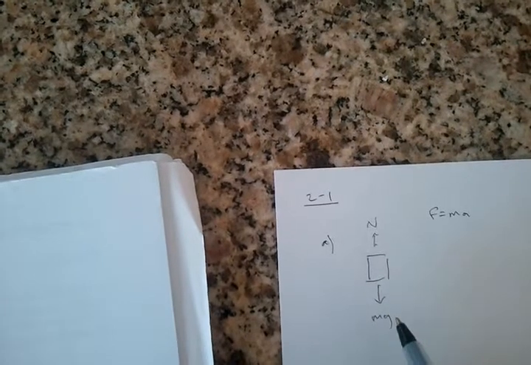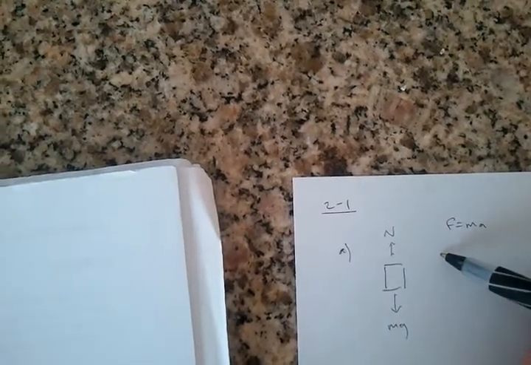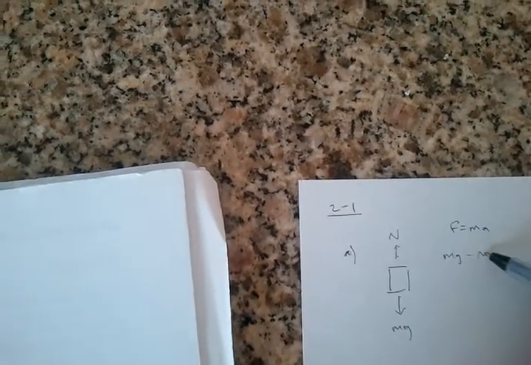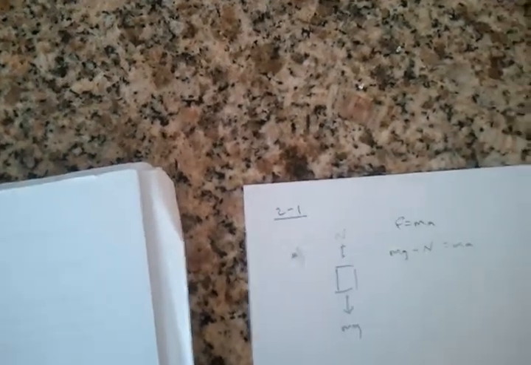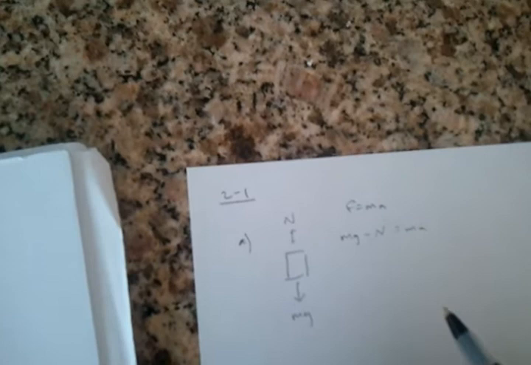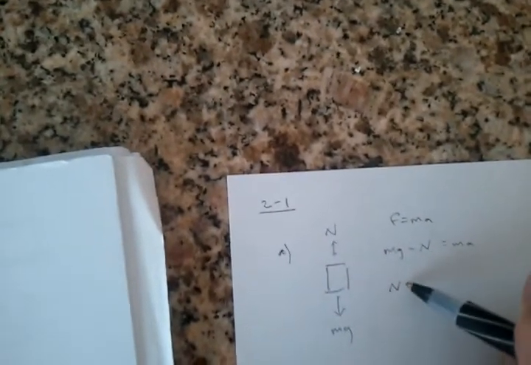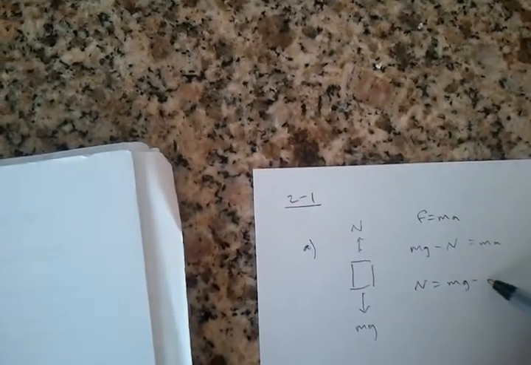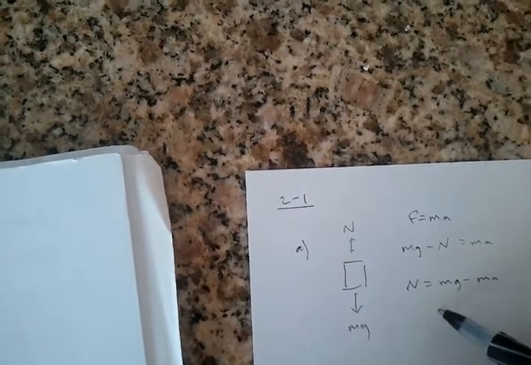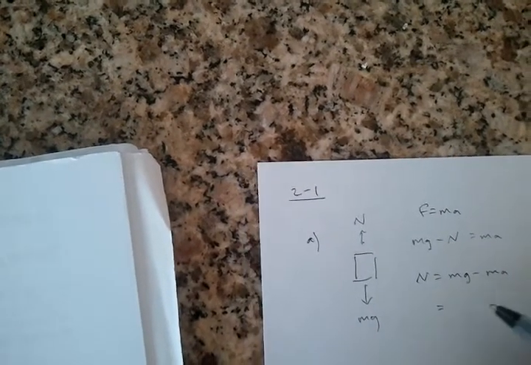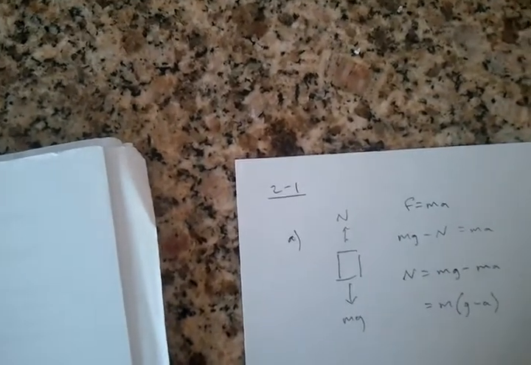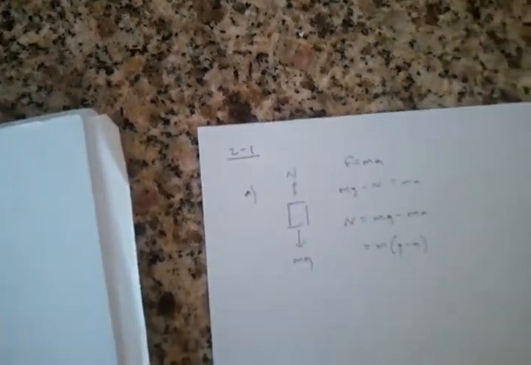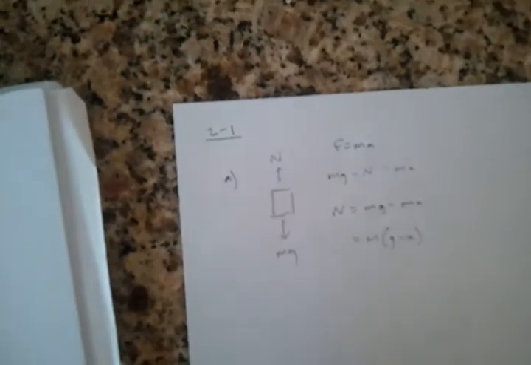F equals ma. The net force is equal to this combined force here, so that would be mg minus normal force equals ma, and then you're solving for n. So just rearrange the equation to get n equals mg minus ma, or m times the quantity of g minus a. And then from there you can plug in values from the initial problem.